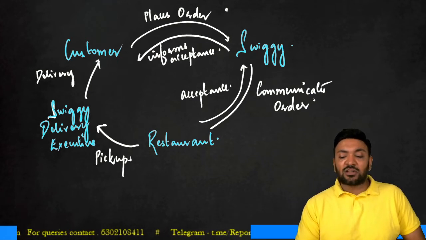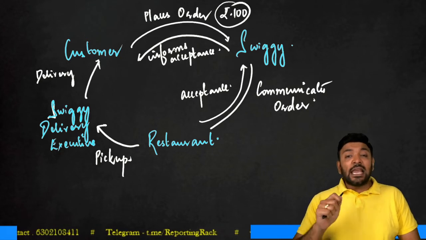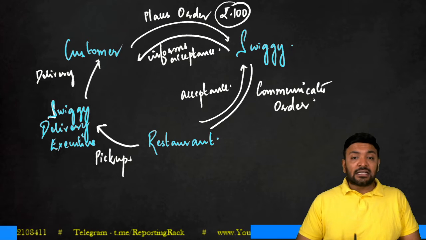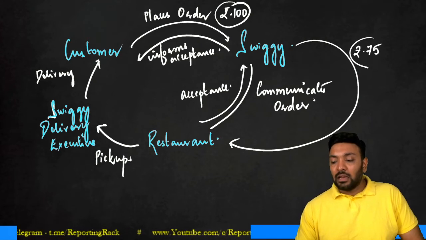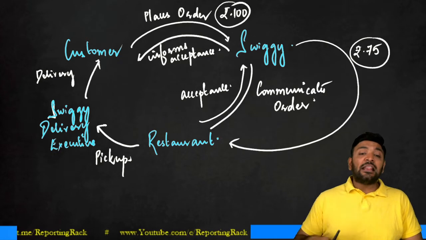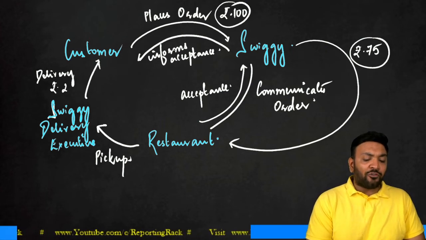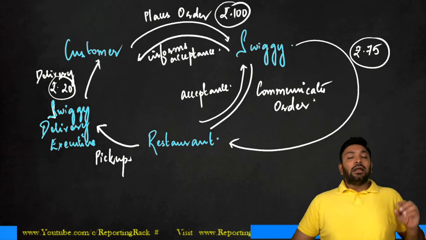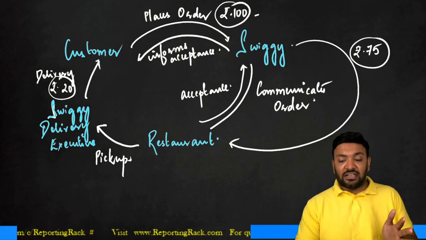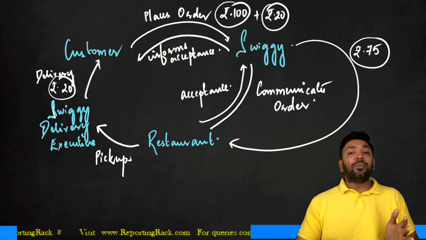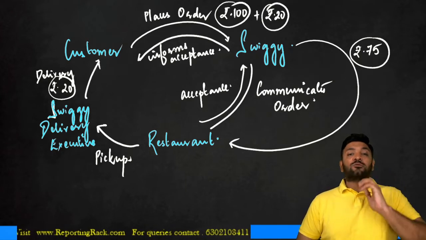Let's say the order is placed for 100 rupees. I pay whom? I pay Swiggy 100 rupees. Swiggy receives 100 rupees, but once the restaurant has completed its service, Swiggy pays the restaurant only 75 rupees. He deducts 25 rupees as commission and pays the remaining amount to the restaurant. Swiggy, for the purpose of delivery, has also charged me an additional 20 rupees. In essence, Swiggy collects 100 plus 20 rupees of delivery charges, a total of 120. He gives back 75 rupees to the restaurant. That means in essence, Swiggy has received about 45 rupees from the transaction.